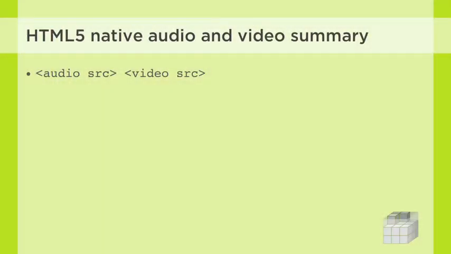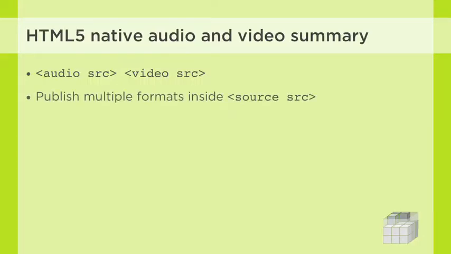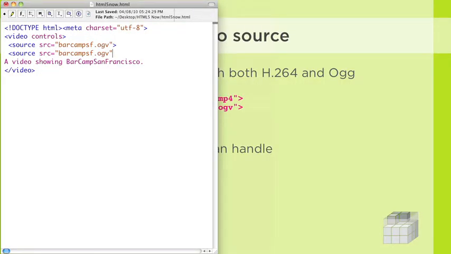So in summary, this is what you need to know. Audio SRC, video SRC. And that works great. If you've got one video file, one format, that's all you've got to put in there. However, because of the fact that different browsers support different video formats, you probably want to encode your video at least twice, in H.264 and Ogg Theora, and then use the source element, source SRC, to reference both of those files, and let the browser pick whichever one it claims it can support.